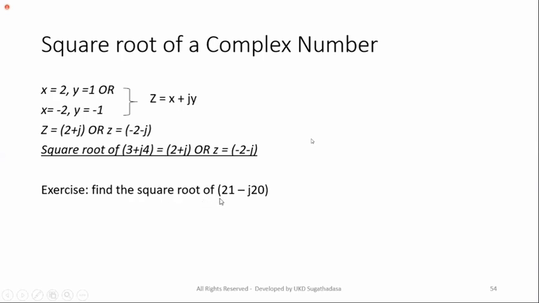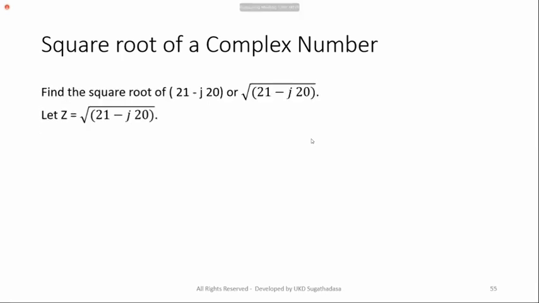Find the square root of this number, 21 minus j20. The answer will be given next, but you must try first. If you have any question, please raise it. Also, if you can give your answer, do so. And this should be your starting position.